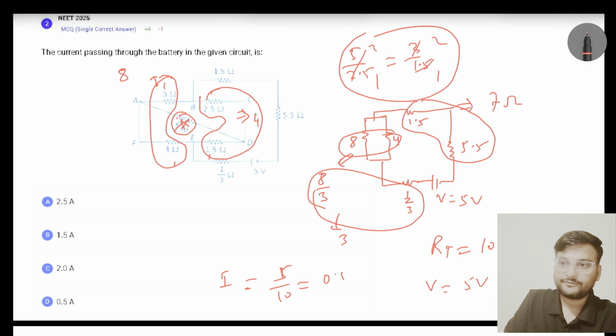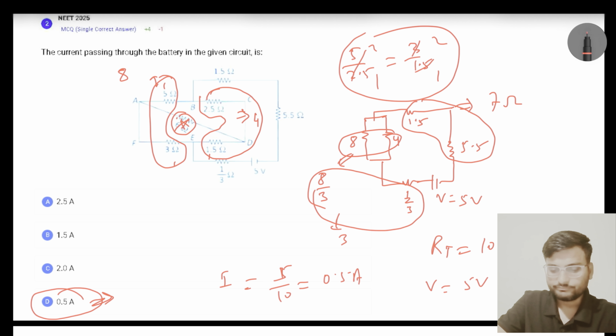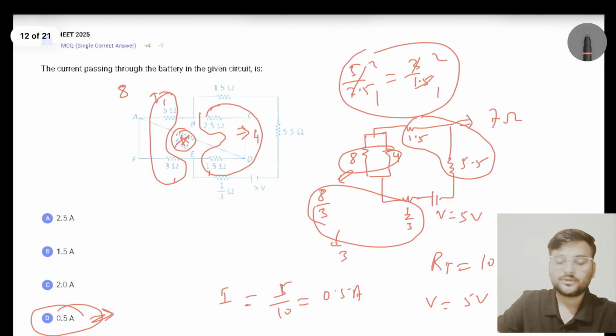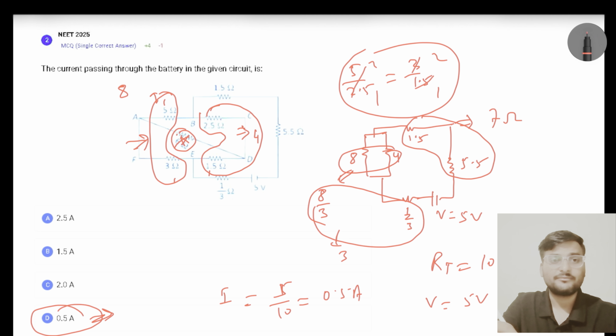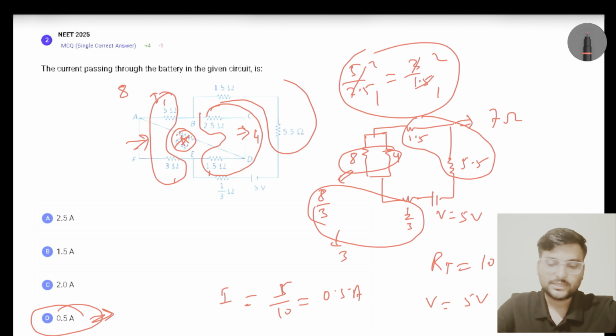5 by 10, 0.5 ampere will come. Okay, so which option will be correct? Option number D is correct. So first of all we are doing one thing here. We are trying to check which is the Wheatstone bridge, because 5 resistances are given to you here, and then after we are trying to solve because these two are in series connection and these two are in series connection. So easily we are able to solve the problem.